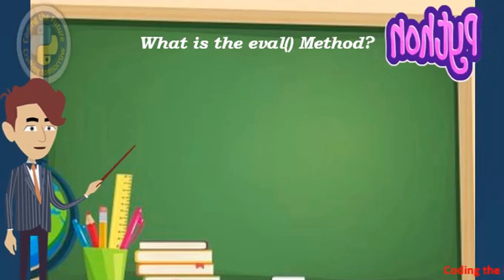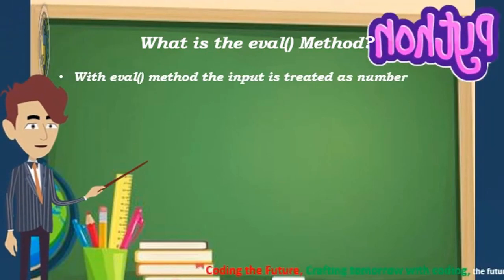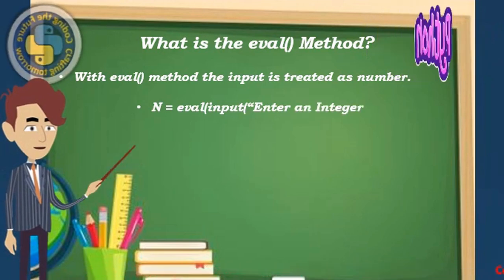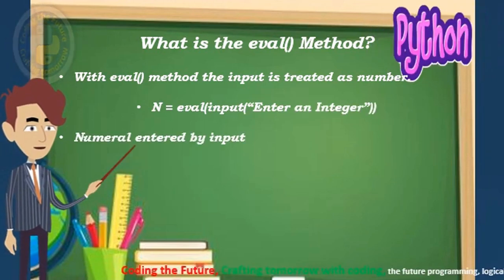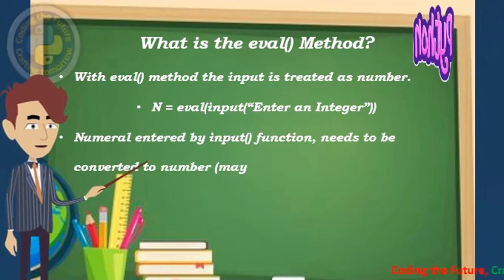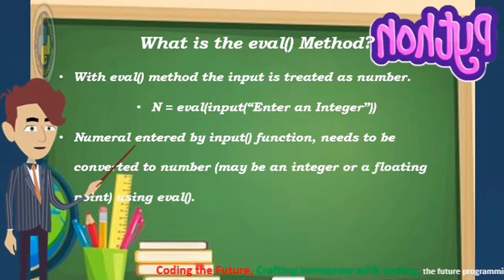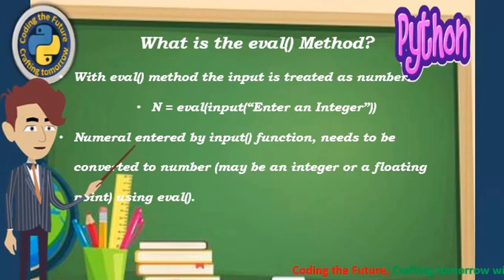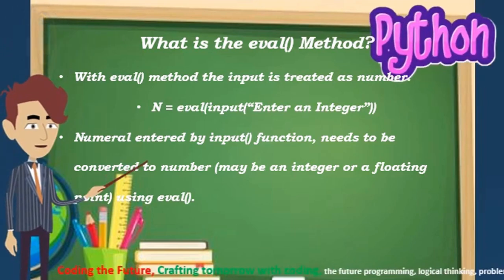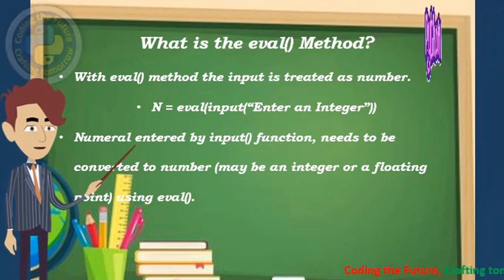What is the eval method? With the eval method, the input is treated as a number. n = eval(input("Enter an integer")) is the syntax of the eval method. A numeral entered by the input function needs to be converted to a number, maybe an integer or a floating point, using eval.